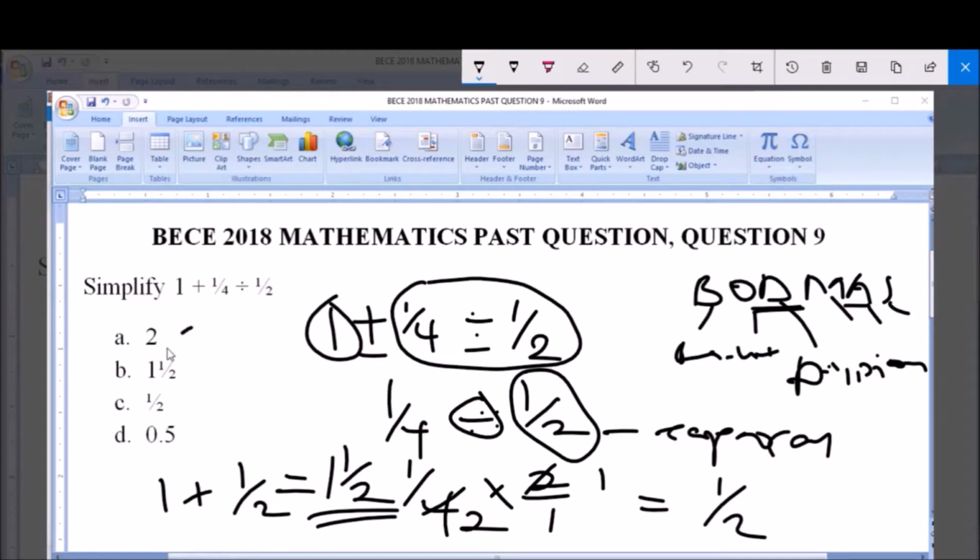Option A is 2, it's wrong. B says 1 whole number, 1 over 2, which is correct. C says 1 over 2, it is wrong. And D says 0.5, it is wrong. So our answer to this question is B. Option B is the correct answer: 1 whole number, 1 over 2.